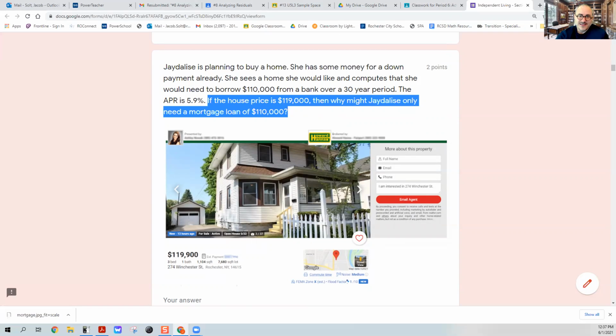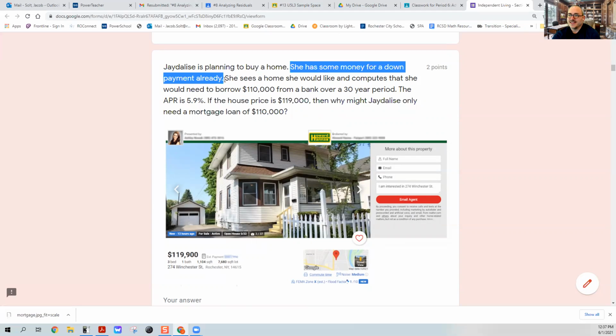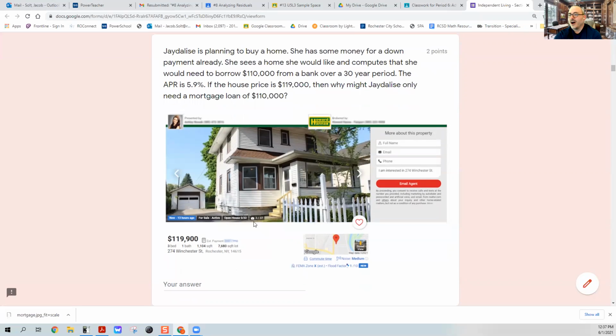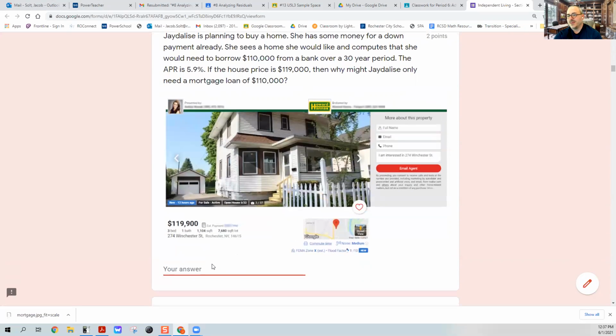Aha, there we are. It's the down payment, right? So she must have something like 9,000 or 10,000 or 12,000 already saved up that she's putting towards this house. She doesn't have to borrow the money that she's already going to pay this house off with, right? If she's got 10 grand or 9 grand that she's going to use as the down payment of this house, she doesn't need to borrow that money. So she only needs to borrow $110,000 because she already has some money saved up for a down payment.